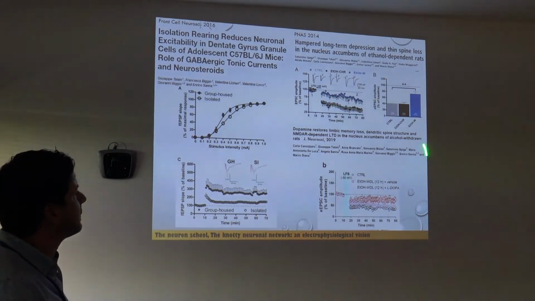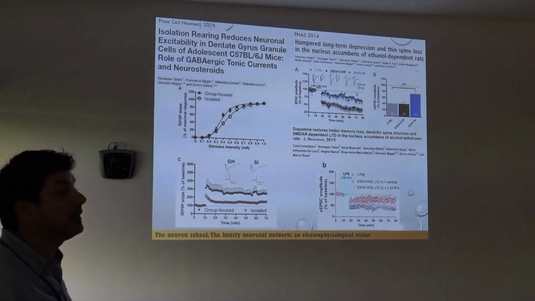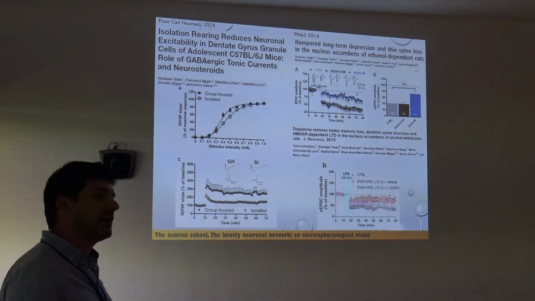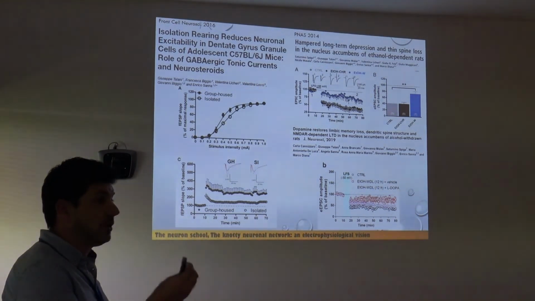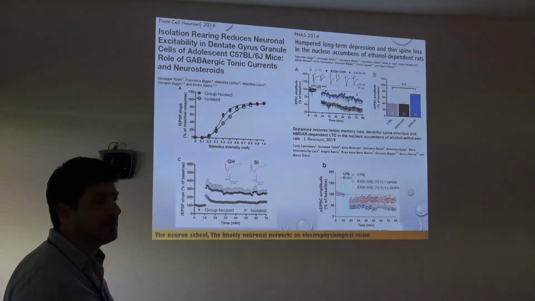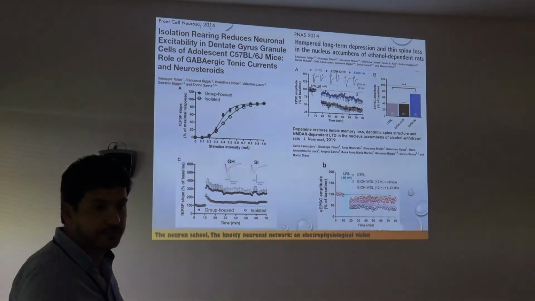All these changes are reversed if you treat the animal with L-DOPA, just to demonstrate that the lack of dopamine in these animals is the principal cause for this kind of impairment in the nucleus accumbens.